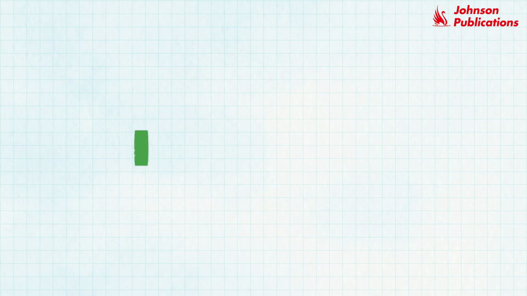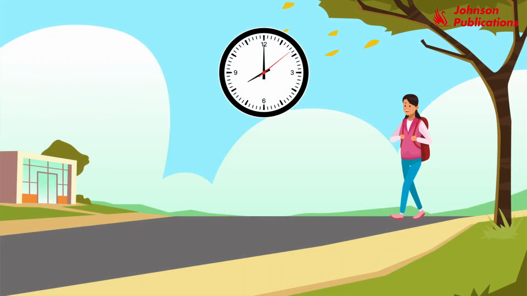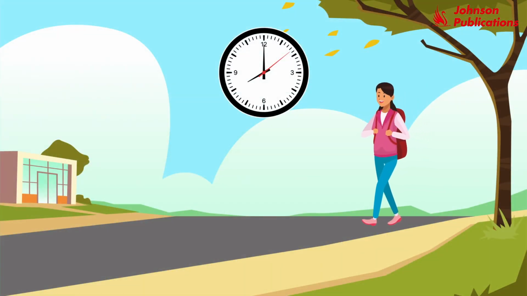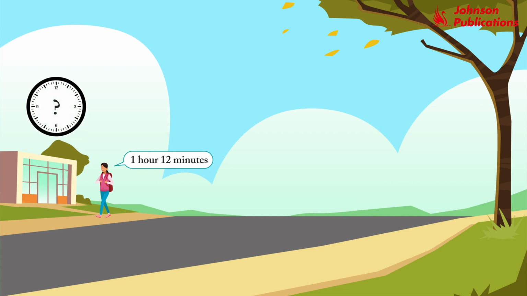Duration. Let us understand the duration of time. Amrita started for college at 8 a.m. and reached after 1 hour 12 minutes. Find the time at which she reached the college. To calculate the reach time, add the start time with the time taken by Amrita to reach the college.